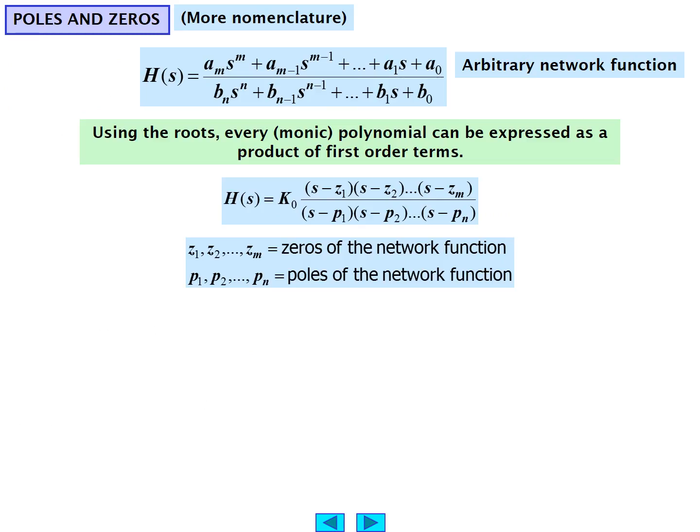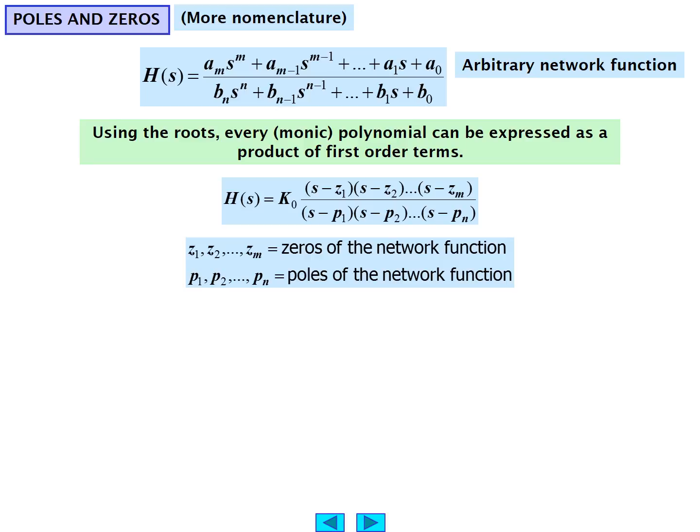So given an arbitrary network function, whether it's a transadmittance, an impedance, an admittance, or a transconductance, it will still be a polynomial in S on the numerator and denominator. We can often factor polynomials easily, sometimes with tools that will allow us to do the factorization to become a product of first order terms.